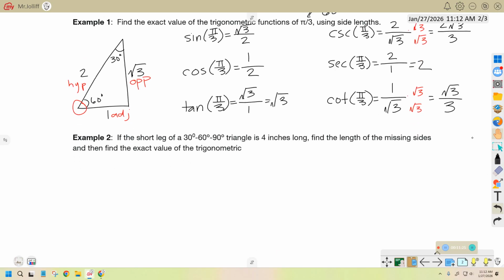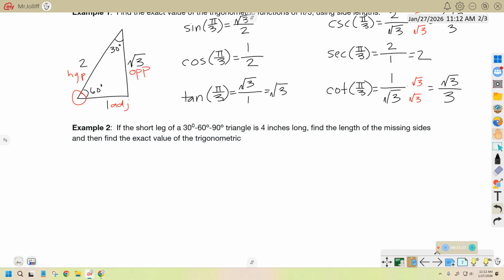Next one. Different sort of question, similar idea. It says, if the short leg of a 30, 60, 90 triangle is 4 inches long, find the length of the missing sides and then find the exact value of the trig functions. So we have a conundrum. I know I'm dealing with a 30, 60, 90. I know what a 30, 60, 90 looks like. I have one from the previous question.